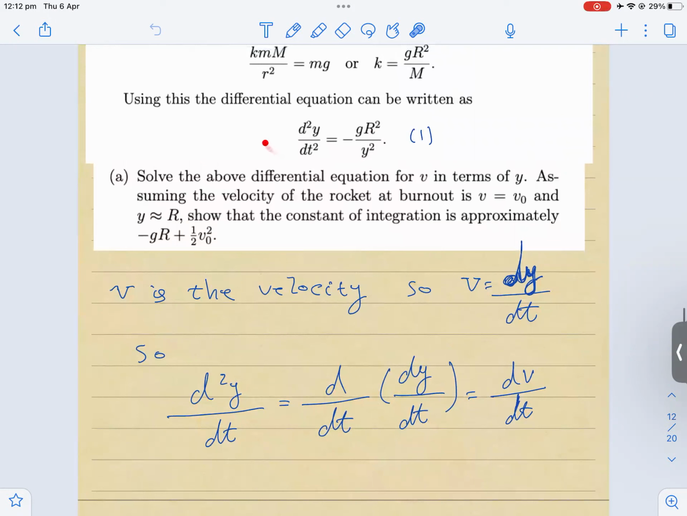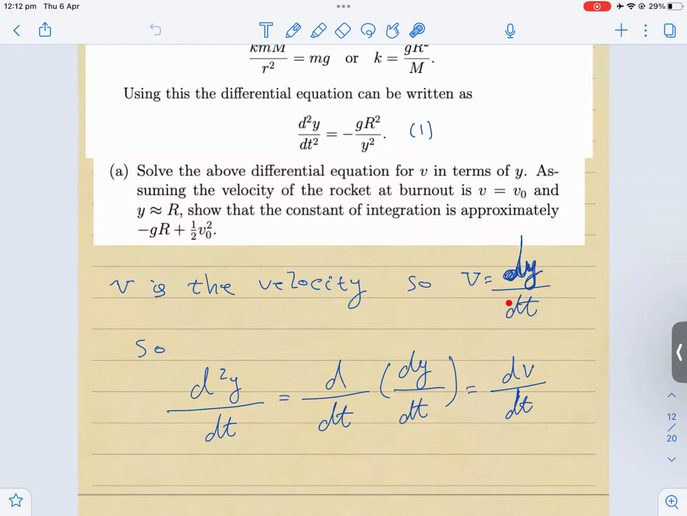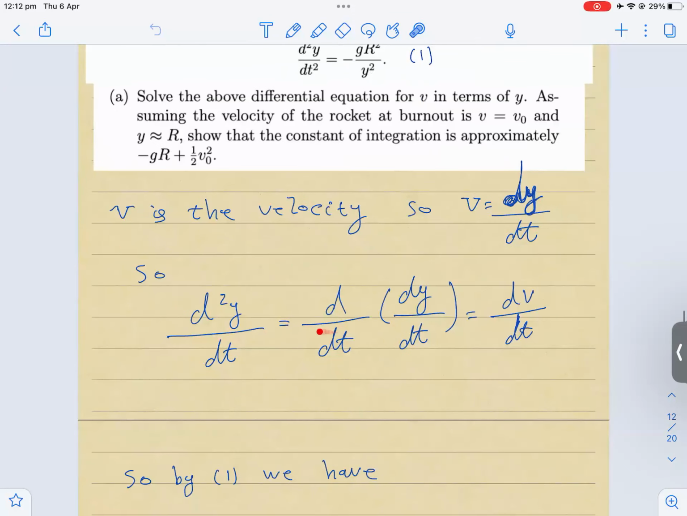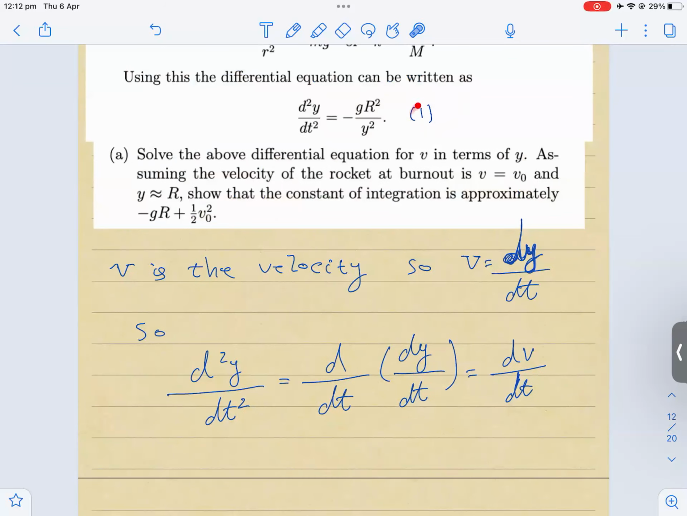So we want to solve this equation in terms of y for v. All right, so first derivative: v is the speed or velocity of the rocket. y is the position of the rocket at any time, and v is its derivative because it's velocity. The second derivative of this one is this guy, so I should write 2 here. So this is equal to this guy here, and therefore this will be dv over dt. Now I've got this equation here.